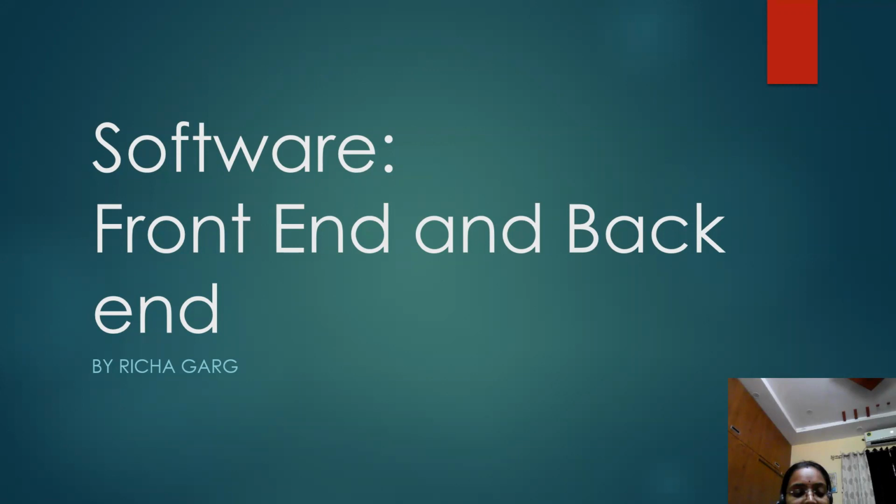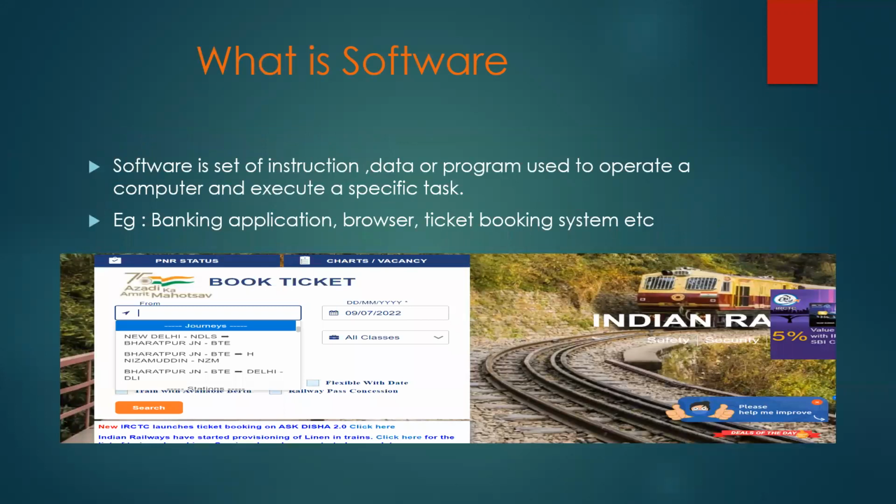These two are the parts of software, or we can say the development parts. We develop software in two parts, that is front end and back end. We'll start with what is software. By definition, software is a set of instructions or data or programs which is used to operate a computer and execute a specific task.